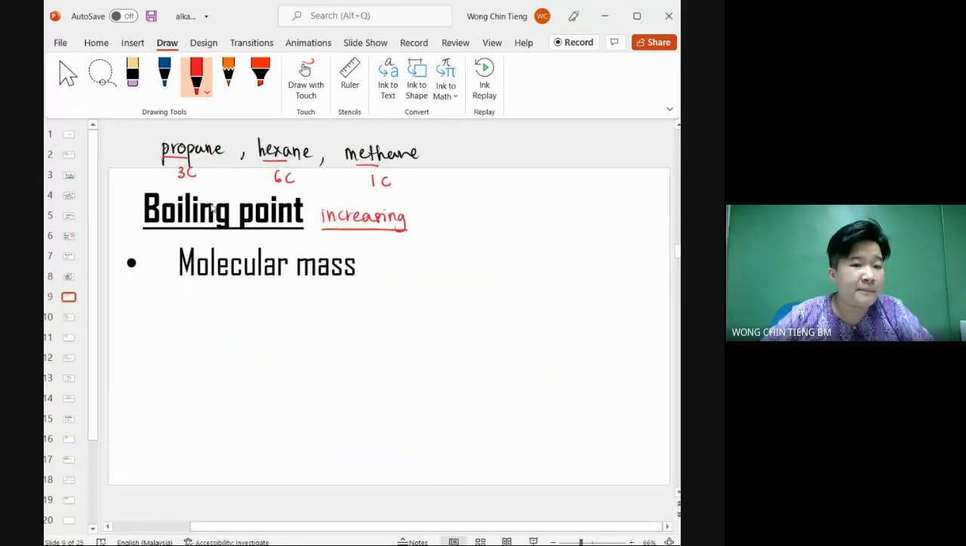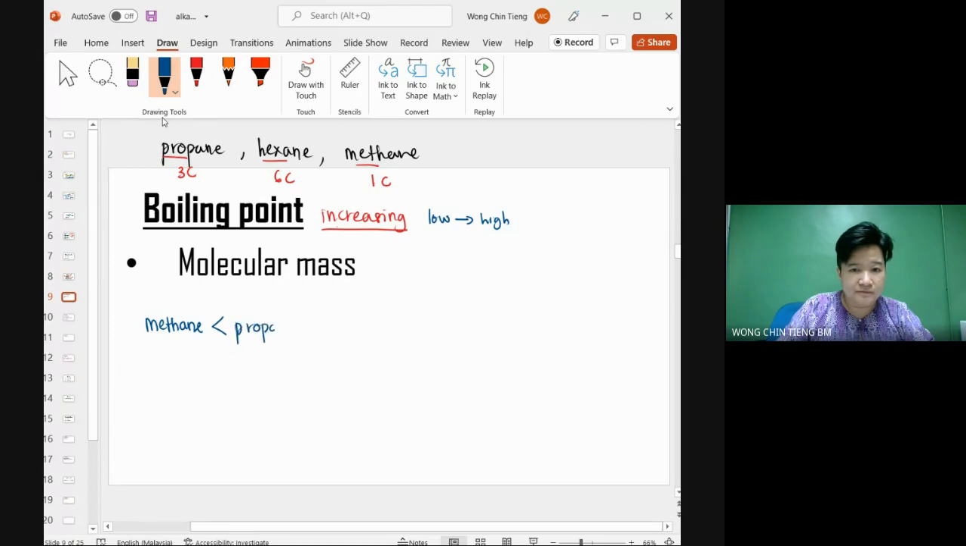Nampak? Okay? So, ada dua cara untuk soalan ni saya ajarlah. Ada dua cara kita susun. Bila saya nak increasing, increasing bermakna daripada low kepada high. Itu maksud increasing. So the one that has the lowest boiling point will be the methane. So kamu kena susun methane rendah daripada propane, rendah daripada hexane. This is one way.